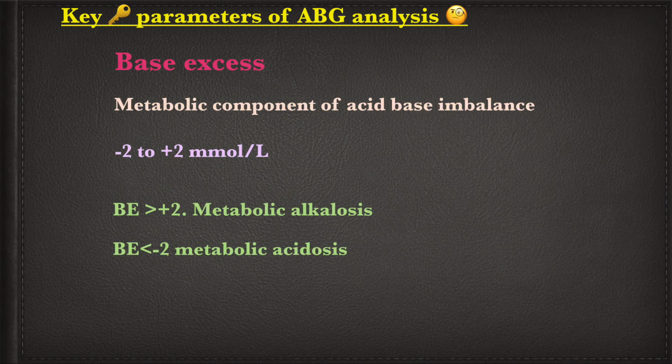Next is base excess with a normal range of -2 to +2 millimoles per liter. It helps to assess the metabolic component of acid-base imbalance, that is metabolic acidosis and metabolic alkalosis. Positive base excess indicates metabolic alkalosis, whereas negative base excess indicates metabolic acidosis.